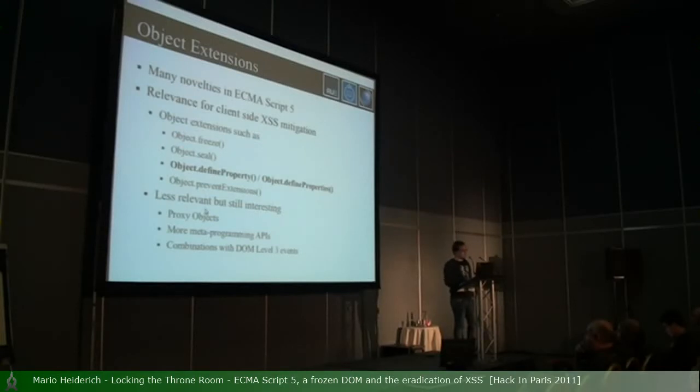We also have proxy objects, which is a very interesting thing. We cannot use DOM proxies right now because it's just for userland objects, but we're trying to urge browser vendors to implement this as well. We have more metaprogramming APIs, and we have DOM Level 3 events registering any change in any markup trees, subtrees, and so on. But most importantly, we have defineProperty.